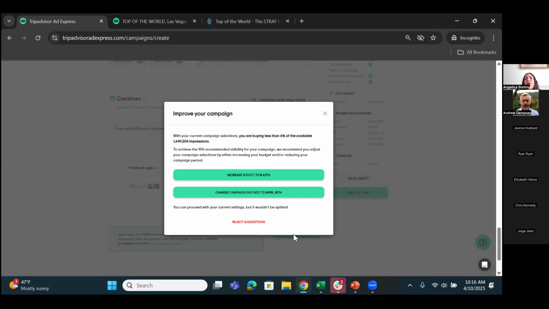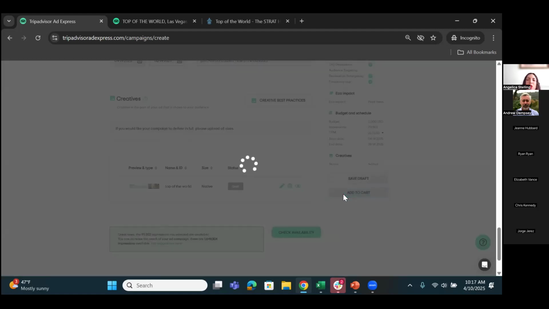Red means we don't have enough impressions, so you have to go back and either fix your budget, date range, or targeting. Because we are hitting 15% less availability based on our targeting selections, it is basically telling us that we're at 6, and to get to 15, we'd have to make one of these changes. We could reject that. Clearly, we do have a really good campaign going on, so I'm going to reject these. I'm going to add this to cart.